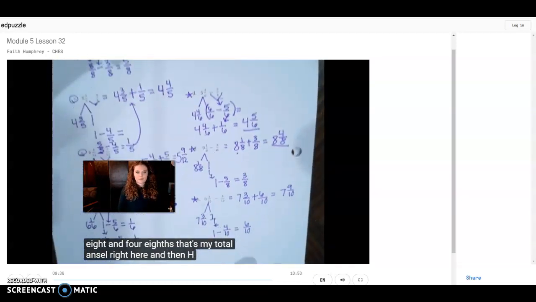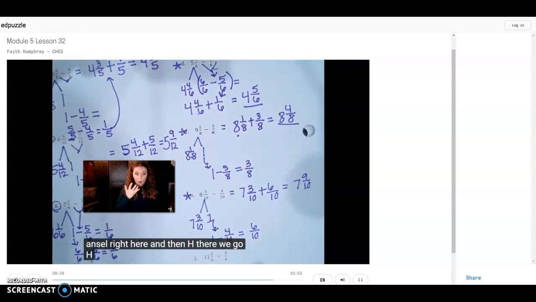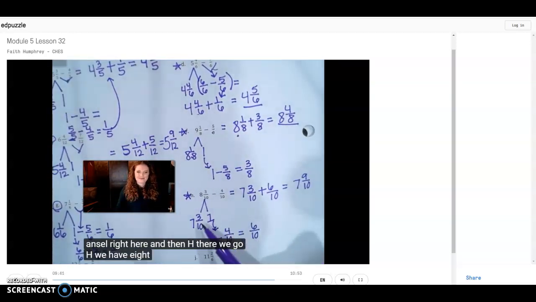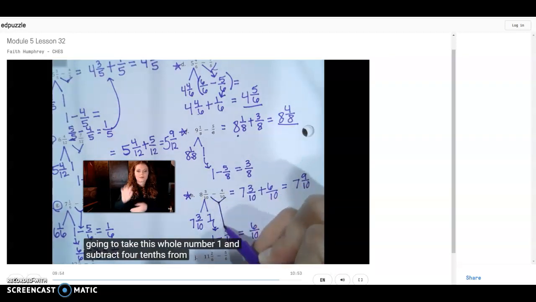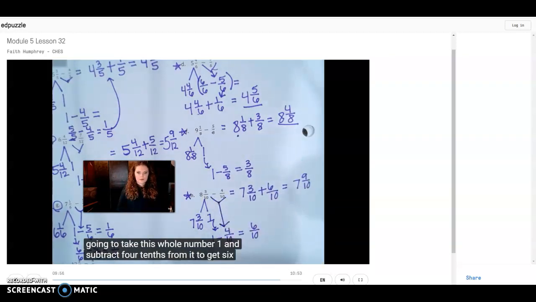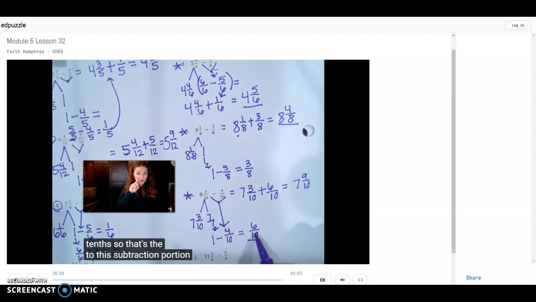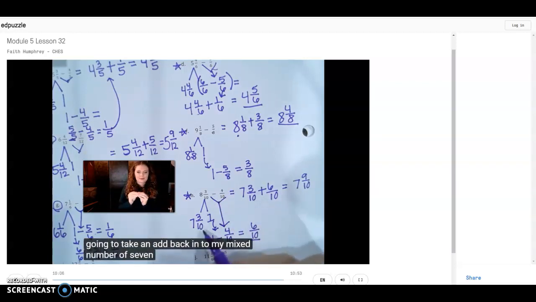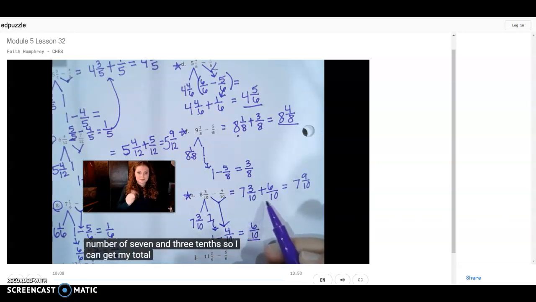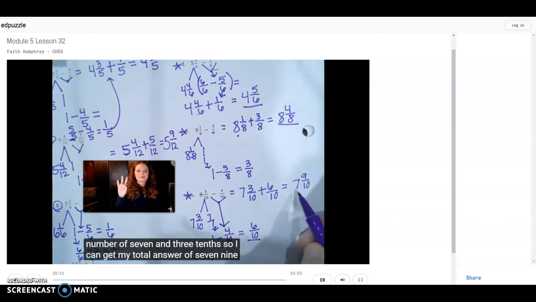And then H, there we go, H, we have 8 3/10. Remember, I'm pulling out my whole number 1, and then I have 7 3/10. I'm going to take this whole number 1 and subtract 4/10 from it to get 6/10. So that's the answer to this subtraction portion. Then I'm going to take and add back in to my mixed number of 7 3/10 so I can get my total answer of 7 9/10.